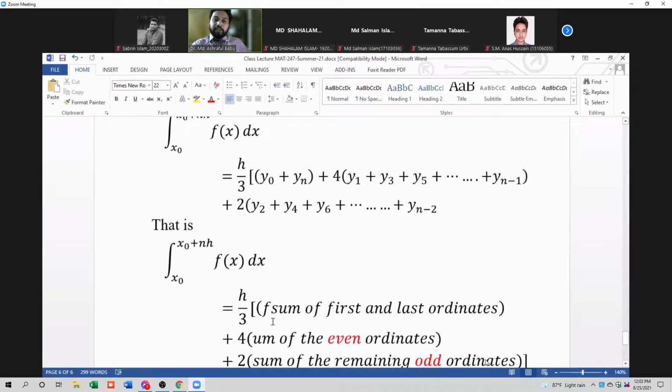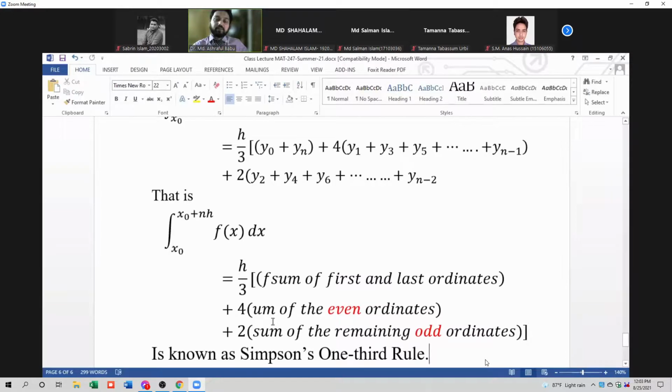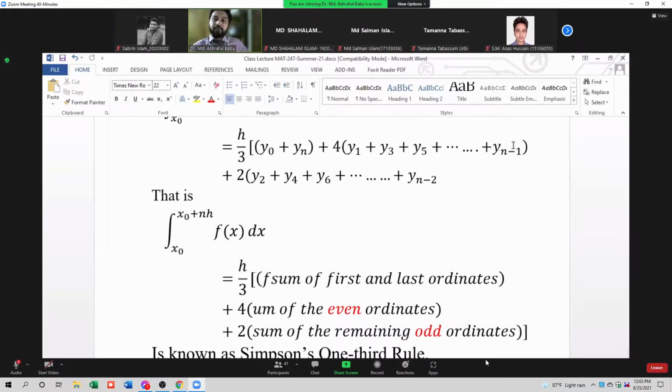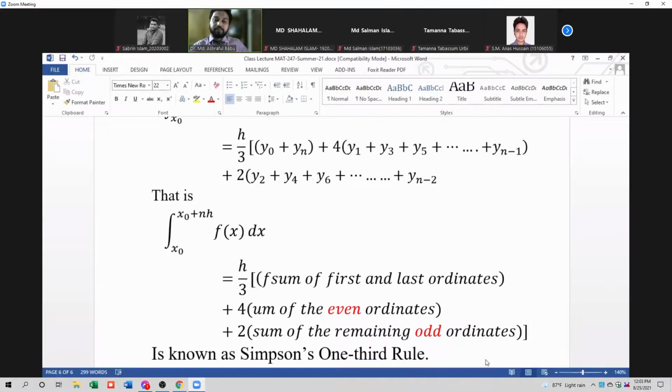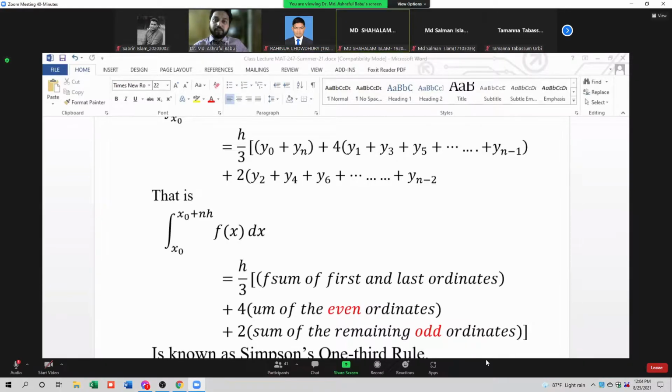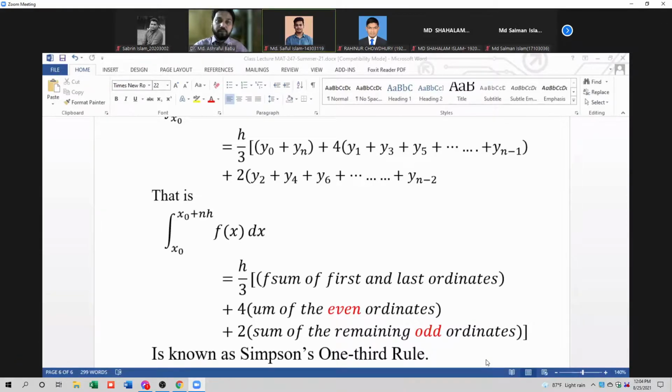So let me know whether you understand this formula or not. Yes, sir. Repeat it again. Sir, 4 into the sum of the odd ordinates or even? Yes, this is the question I was expecting. That is why I'm asking whether you understand or not.